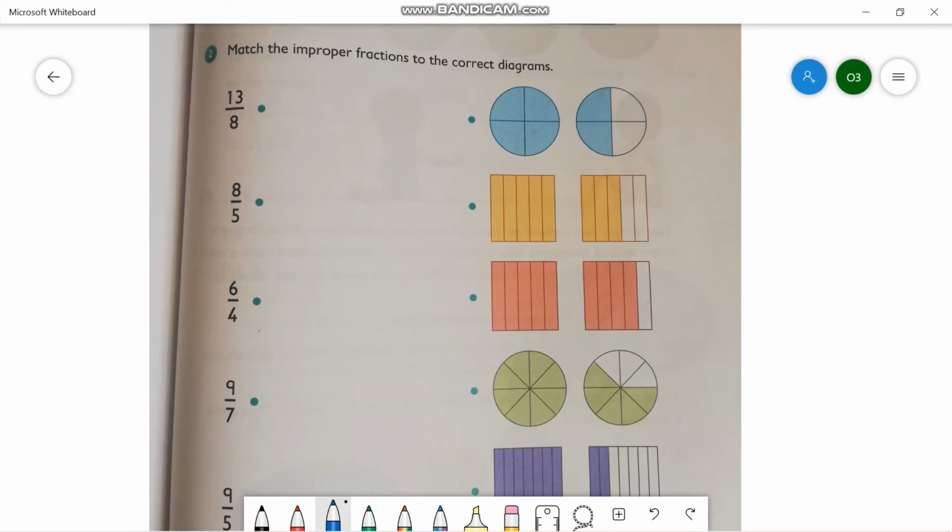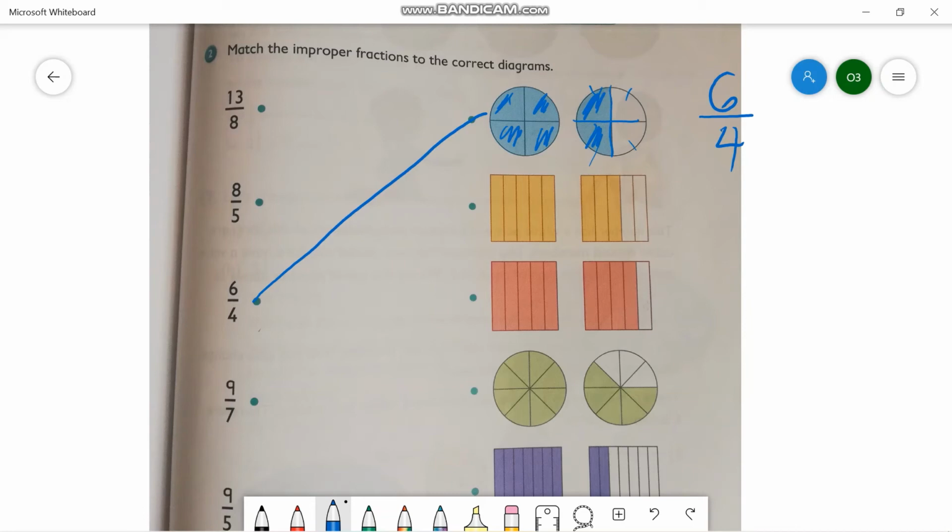So let's start with the first fraction. So this is divided into 4 parts. Okay, each circle is divided into 4 parts. 1, 2, 3, 4. So the denominator is 4. Okay, now let's count the colored parts. We have 1, 2, 3, 4, 5, and 6. So it's 6 over 4. So it's over here.